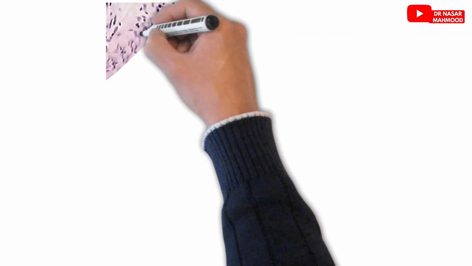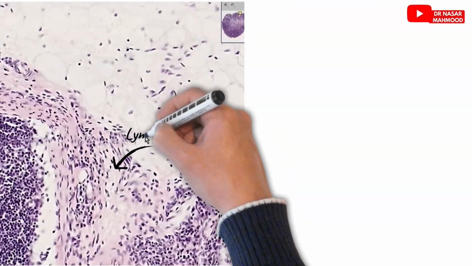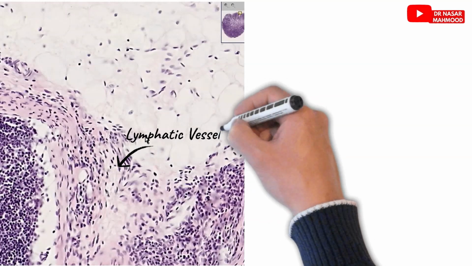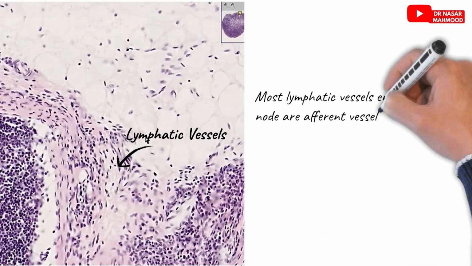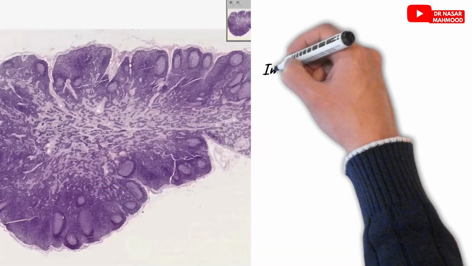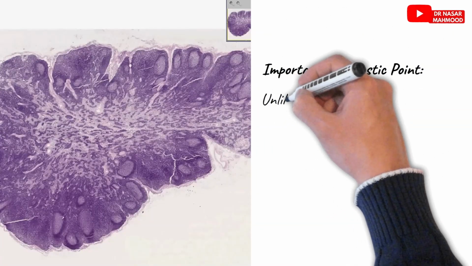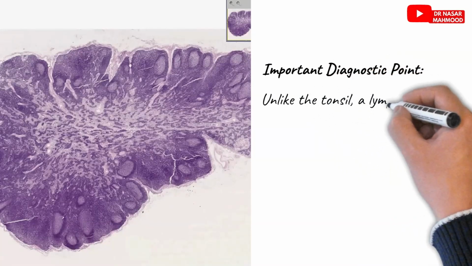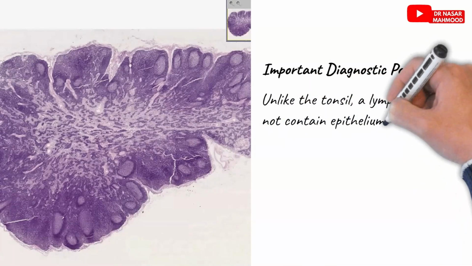Around the lymph node, you may see thin vessels without visible blood cells, which are often lymphatic vessels. Most lymphatic vessels that enter lymph nodes are afferent vessels, bringing lymph into the node. Typically, there is only one major efferent lymphatic vessel that carries filtered lymph away. Unlike the tonsil though, a lymph node should not contain epithelium. So if epithelial cells are seen within the lymph node, this can be a warning sign for metastatic carcinoma.